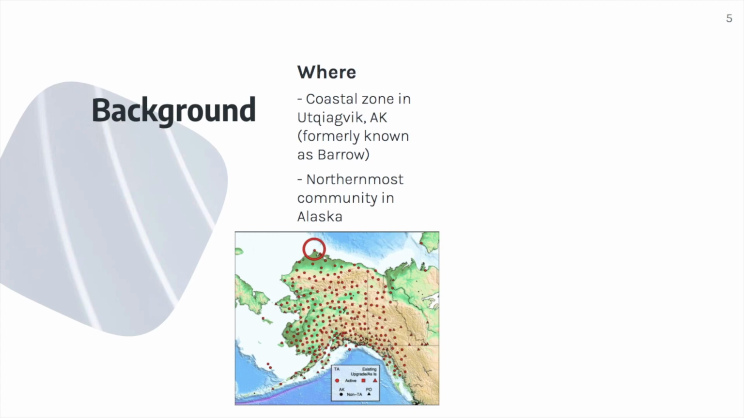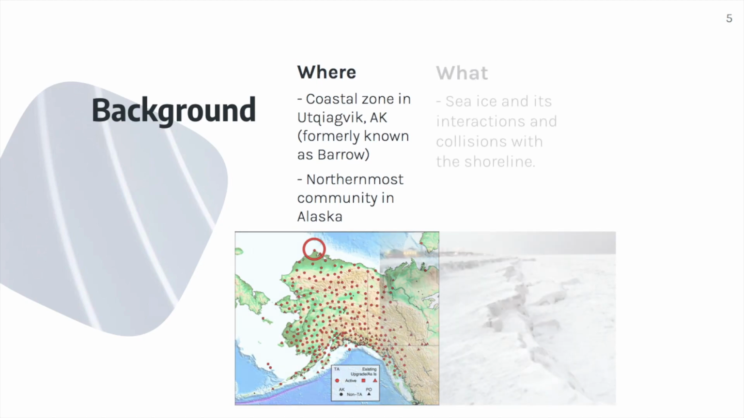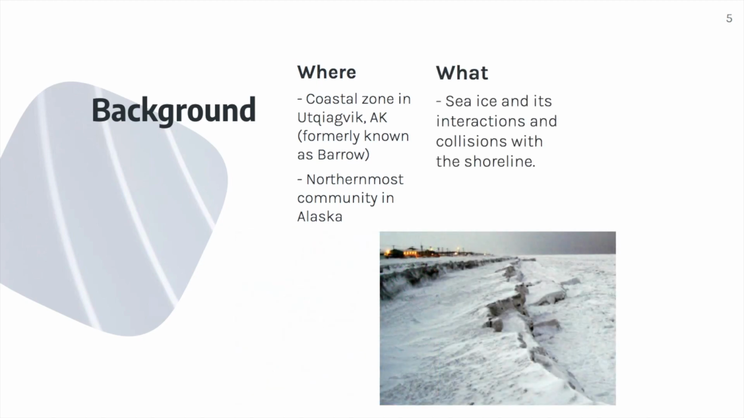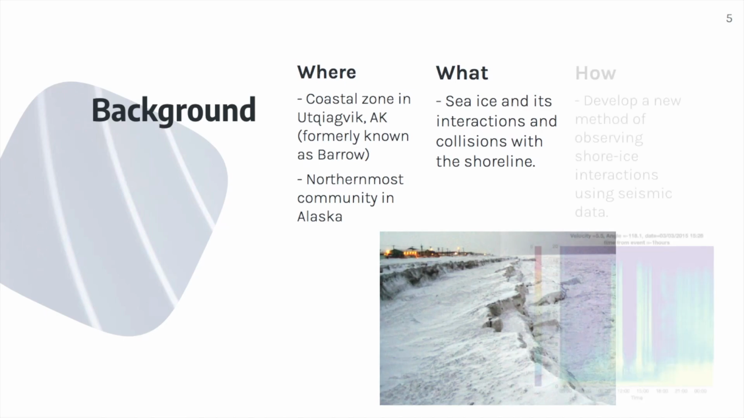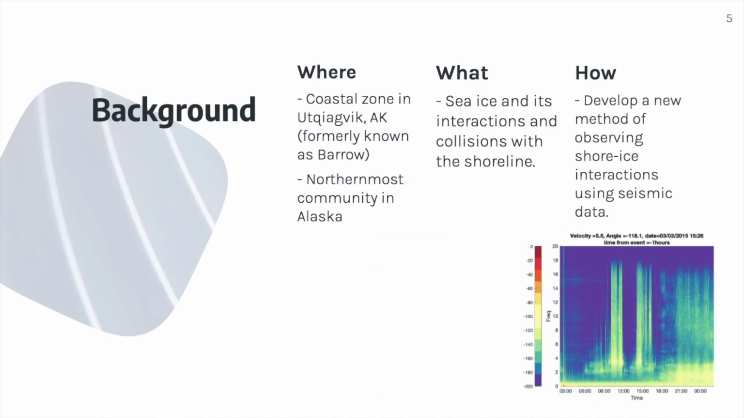So our research site is in, once again, Utqiagvik, Alaska, the northernmost community, and Utqiagvik is unique because it hosts both a sea ice radar and a transportable array seismic station. We're looking at sea ice and its interactions and collisions with the shoreline, and we're doing this in the hopes of developing a new method of observing shore ice interactions using seismic data.